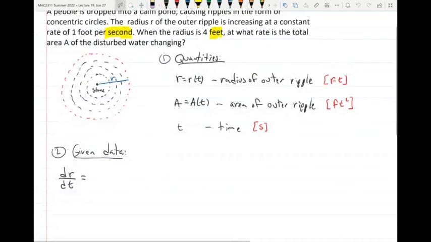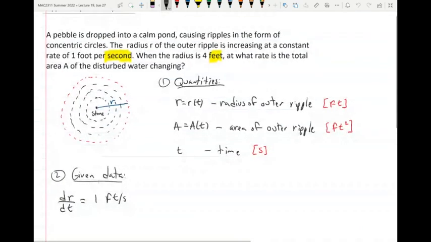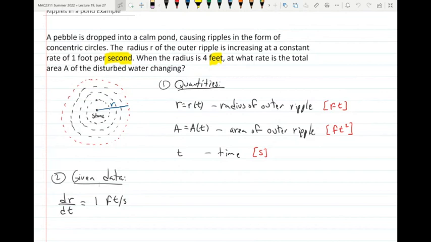This is 1 foot per second. And remember, they are telling us that this is constant, so dr dt is always 1. It's given to us, no matter what time we're talking about, this is expanding at a constant rate. Are we okay with this? So you can think of this as the speed, because r is in feet, so this is a unit of distance, of measurement. So the rate of change is the speed at which that quantity is changing. So this is changing at a constant speed, 1 foot per second.